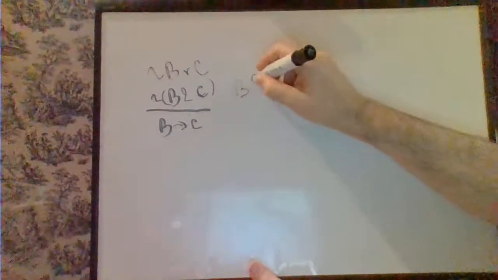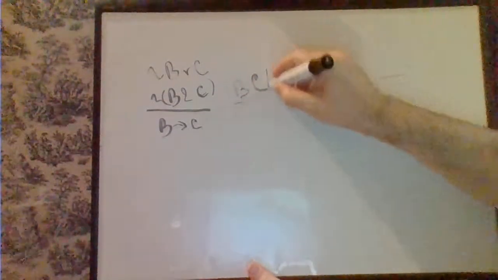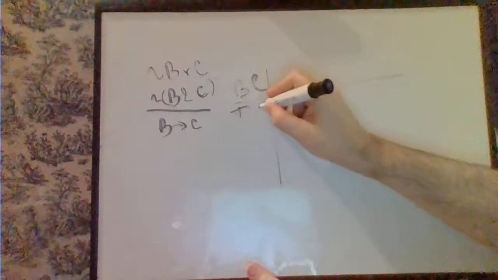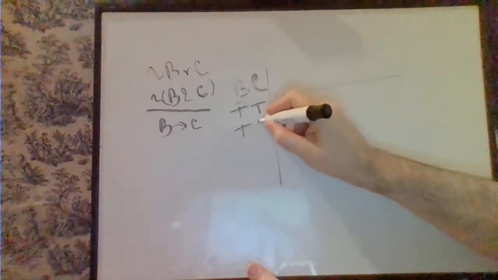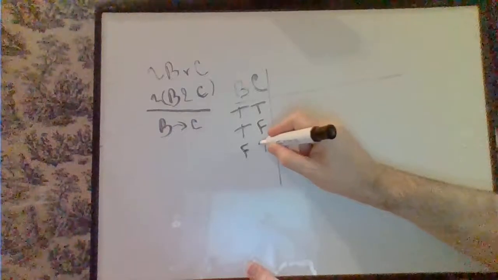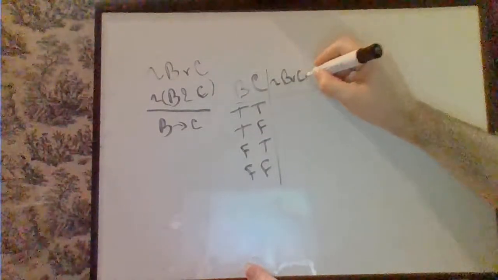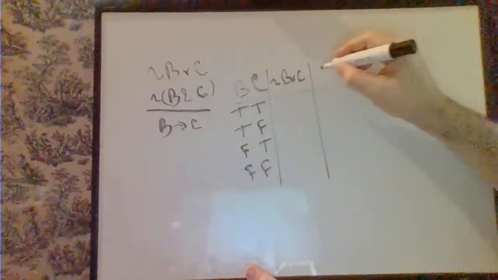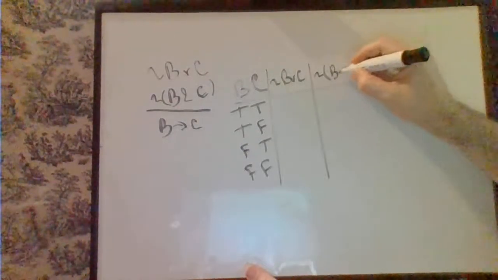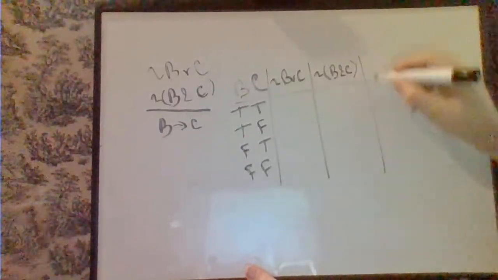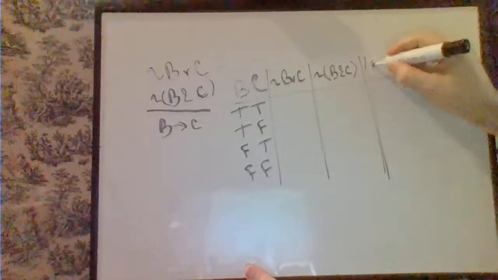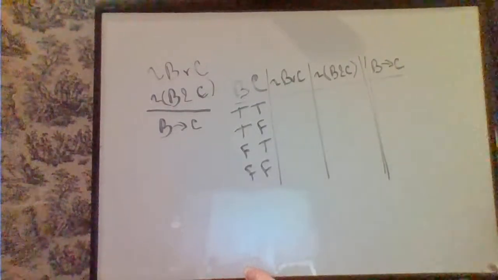So looking at this, I have two sentence letters, B and C. So that means, again, 4 lines. B and C could both be true. First true, second false. First false, second true. Or all false. First premise, not B or C. Second premise, not B and C. And the conclusion, if B, then C.